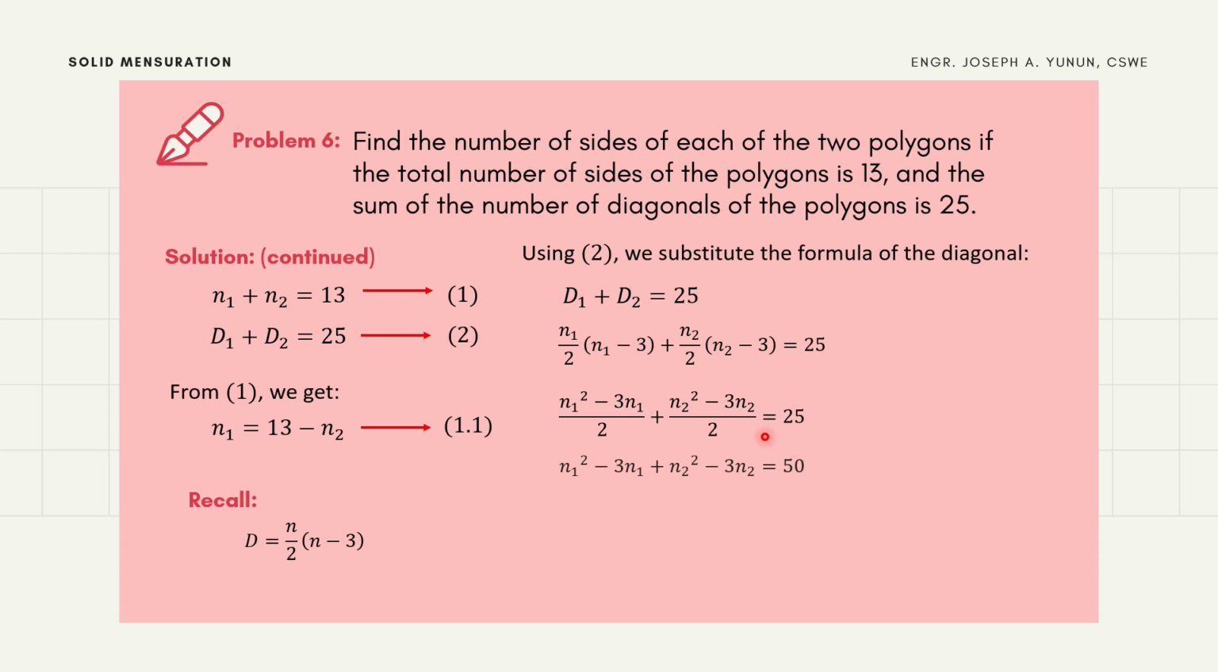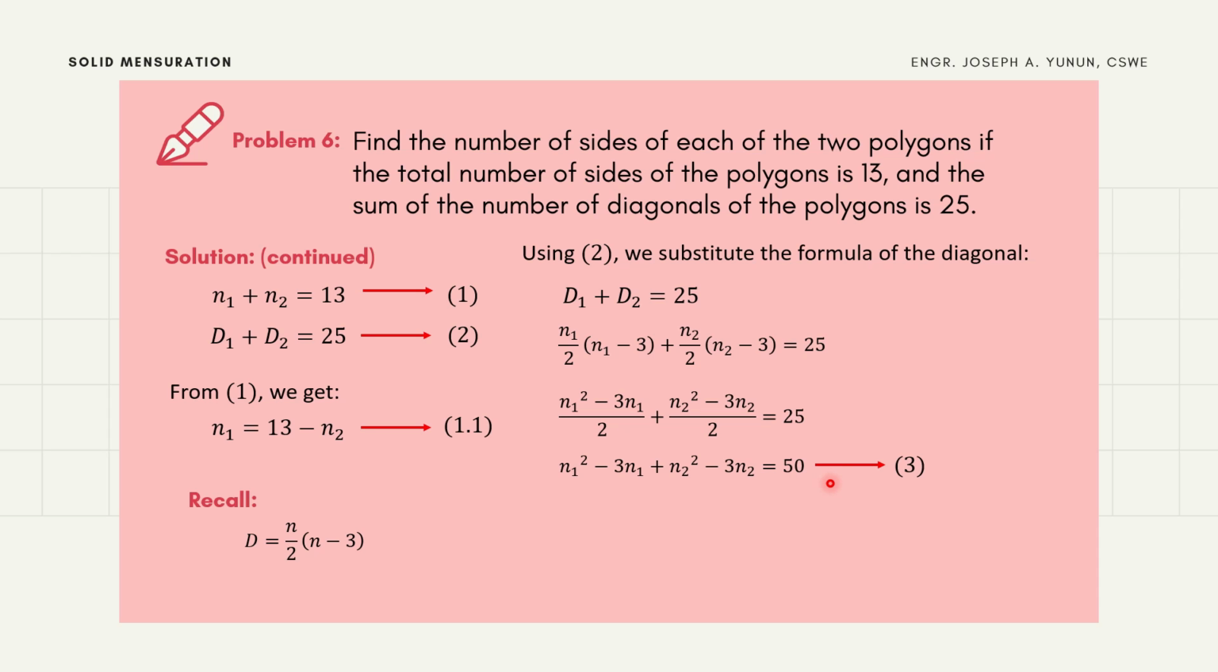Okay, then multiplying both sides by 2 probably. So the denominator of 2 can be factored out, then 1/2 multiplied by 2 will be equal to 1, and 2 times 25 is 50. So this gives us now n1 squared minus 3n1 plus n2 squared minus 3n2 equals 50. Let's call this equation 3.